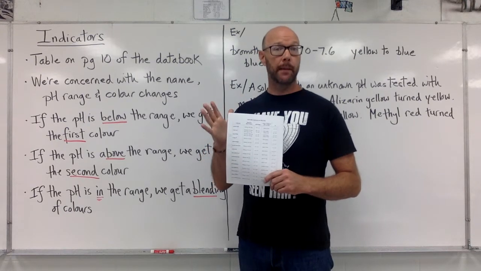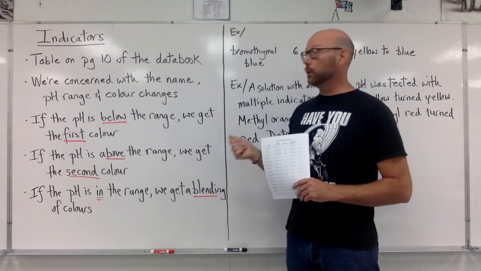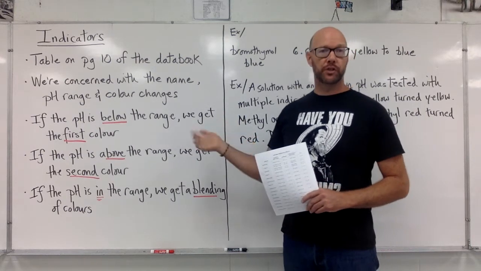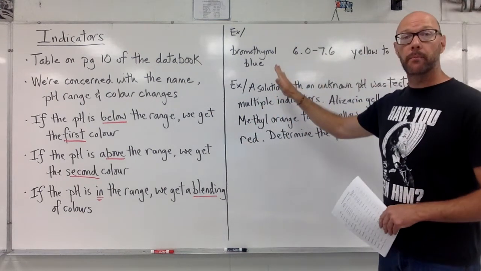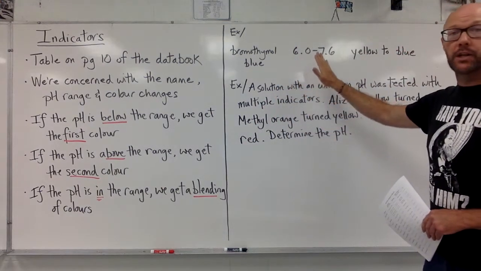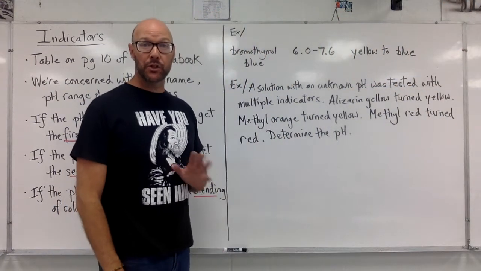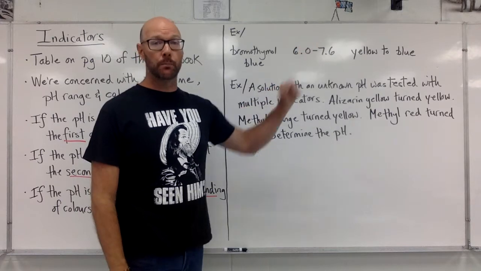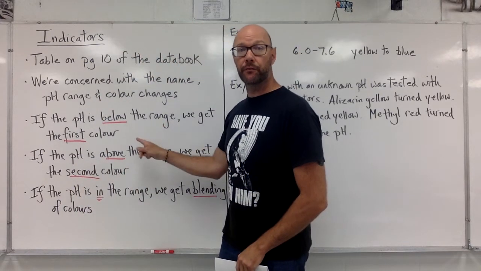Okay, the way that the table works is, if the pH that we're testing is below the range, we get the first color. For example, the table says bromothymol blue has a pH range of 6.0 to 7.6, and the colors associated with that one are yellow to blue. So if the pH is below the range, we get the first color.